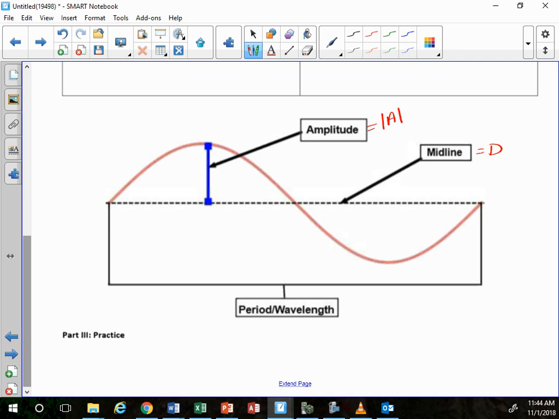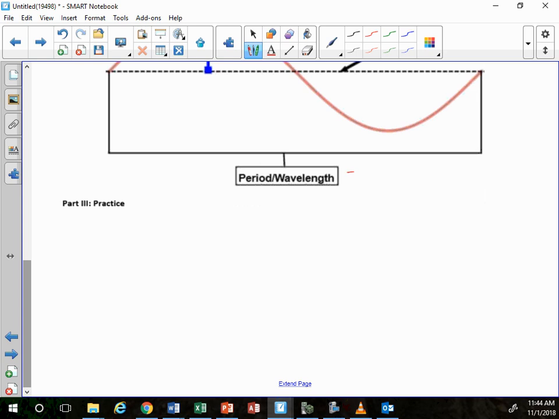All right, so the period or the wavelength, how long it takes for the graph to start repeating, we have a formula for that. It's always equal to 2 pi over b.